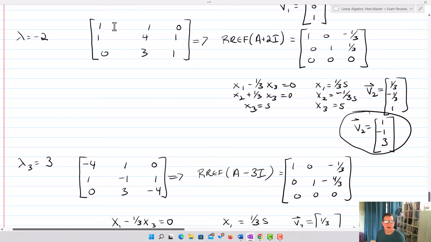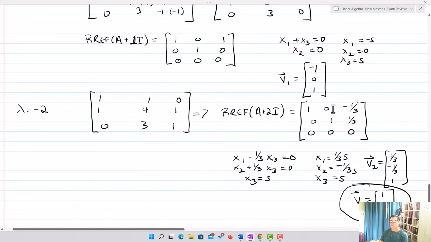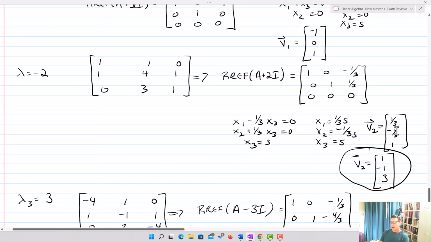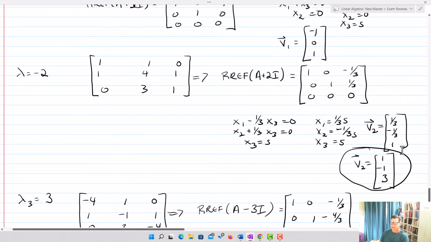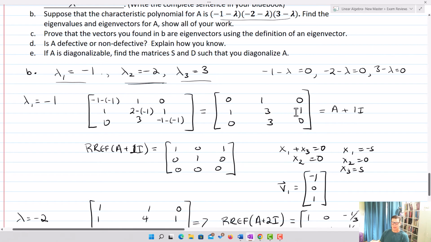The method here is to subtract my eigenvalue from the diagonal, find the reduced row echelon form of that matrix, and then find the null space using that reduced row echelon form. The null space will then be your eigenvector, or eigenvectors if there's more than one of them. I'll accept either one of these, either 1/3, -1/3, 1, or 1, -1, 3. Doesn't matter to me. Sometimes I just like it cleaner. Oftentimes you also see this in solution books.